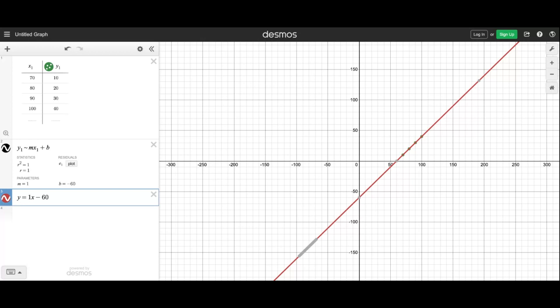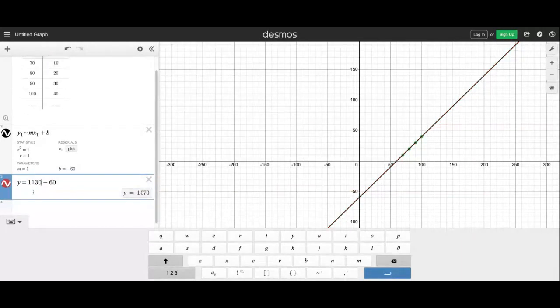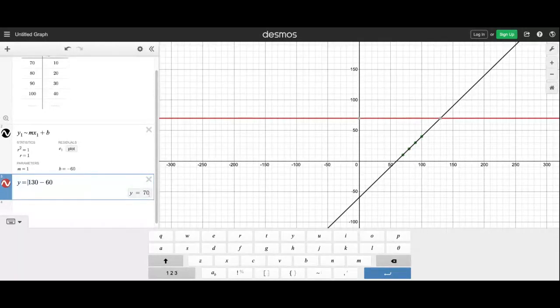Okay, so now let's say it was 130 degrees. How many cups of lemonade would you sell? Well, guess what? I could just put 130 in here, right? If I put 130 in here for X, I should sell 70 cups of soda, or cups of lemonade.